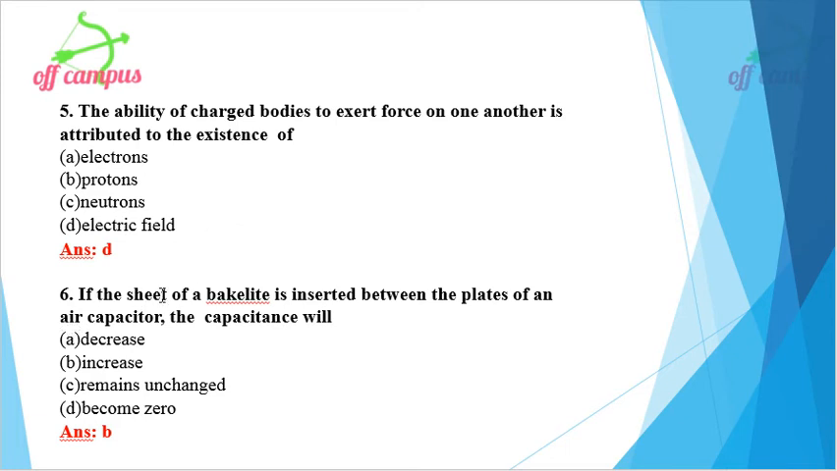If the sheet of a bakelite is inserted between the plates of an air capacitor, the capacitance will decrease, increase, remain unchanged or become 0. When a sheet of a bakelite is inserted between the plates, the capacitance of a capacitor will increase. Option B, increase is the right option for this problem.